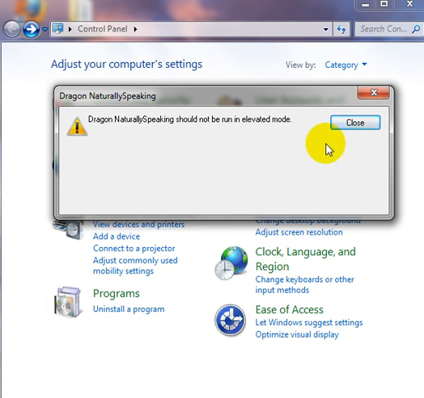After installing Dragon NaturallySpeaking, I got an elevated mode error, and this is what it looks like. "Cannot run in elevated mode." Basically that's because I'm on Windows 7 as the administrator.